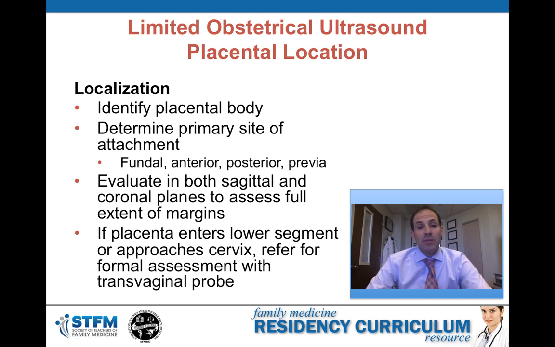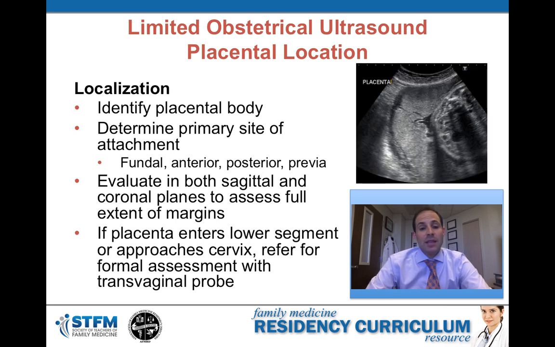In localizing a placenta, the most important thing to do first is to identify the placental body and to identify the primary site of attachment. The placenta can be attached in any location on the uterus, fundally, anteriorly, posteriorly, or covering the cervical os, which is known as a placenta previa. The ultrasounds on the right, these still images, are going to depict those placental locations now.